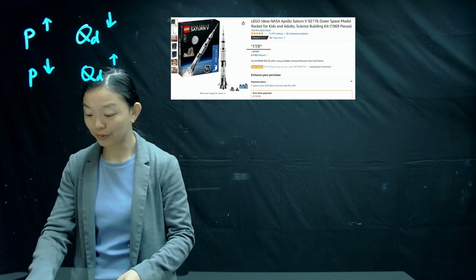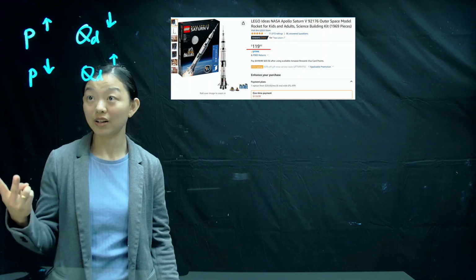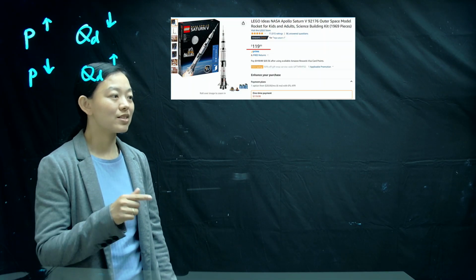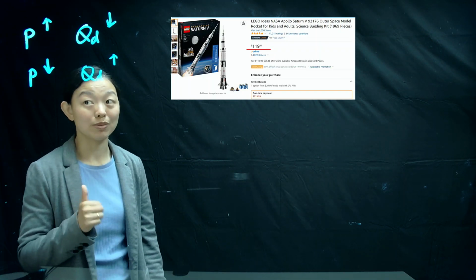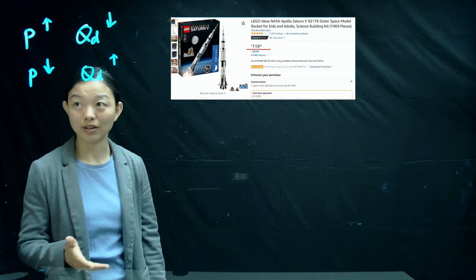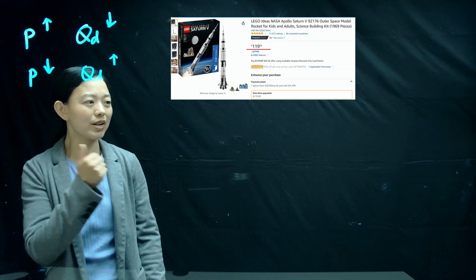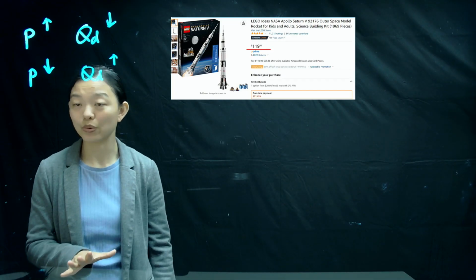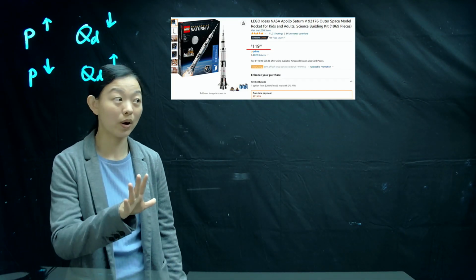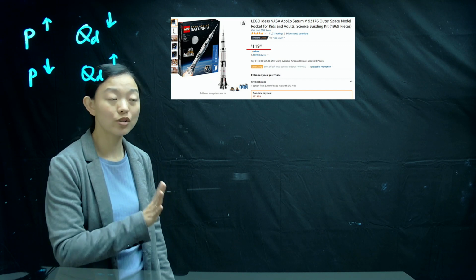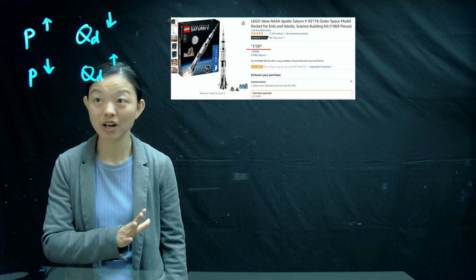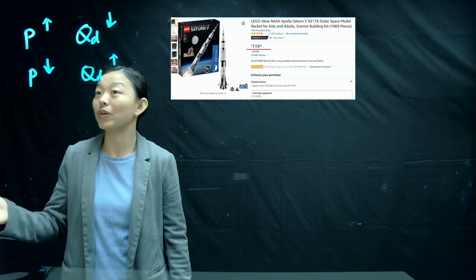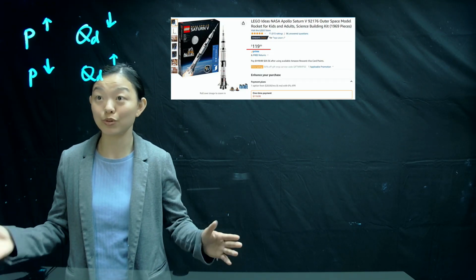And as I told you before, quantity demanded involves two conditions: buyers are willing and able to purchase. This is the gift that my son always asks me to buy for him, the Saturn V model Lego set. You can see from Amazon the price is $119.99, which was really high for me to purchase one gift for my kid. I'm able to purchase, but I'm not willing to purchase. My son is willing to purchase, but he is unable to purchase.